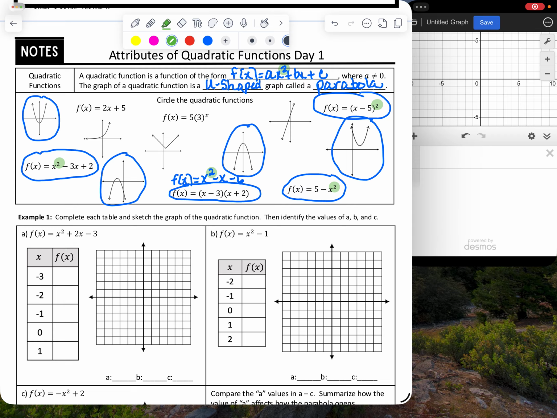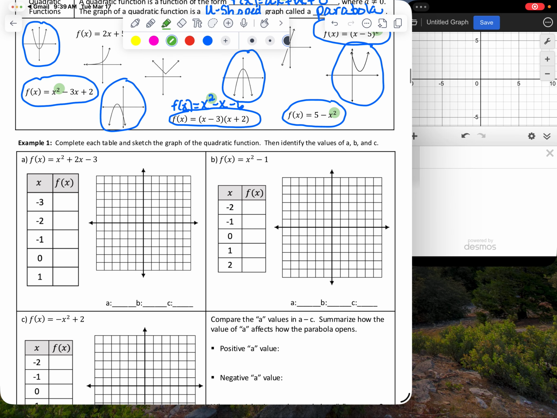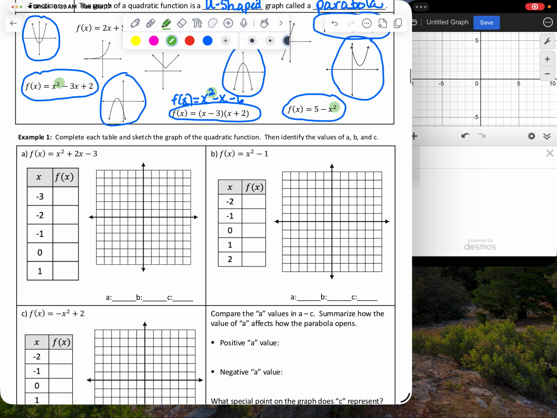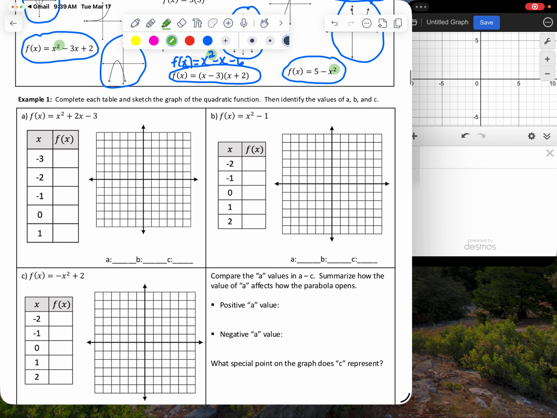All right, now in example 1, we're going to complete each table and sketch the graph of the quadratic function and then identify the values of a, b, and c. So in this example, what I want you to see is how we can use a table of values to represent that function as a graph. And I also want you to get familiar with identifying what is the value of a, what is the value of b, and what is the value of c, because those values tell us something about how the graph looks. Okay, so let's start with problem A.